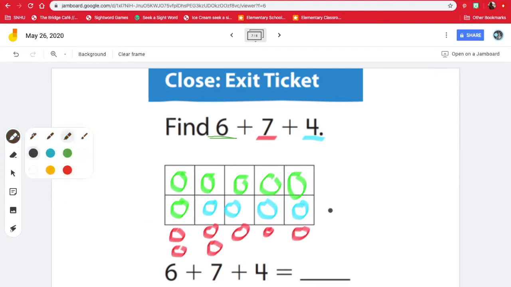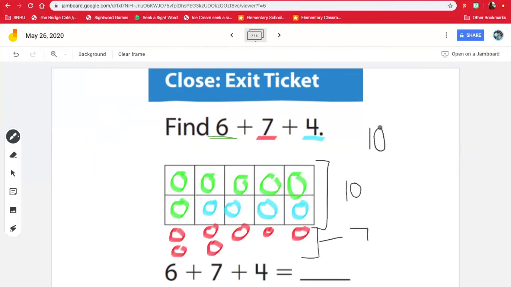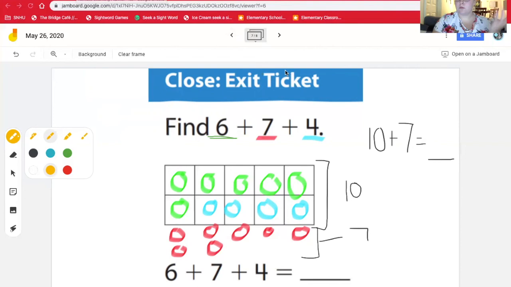So now let's break it down. We know that we have 10 and 7 more. So we need to add 10 plus 7. And we need to find out what that number equals. So let's count all together. We have put 10 in our calculator, and we can count the dots, or we could use our fingers.